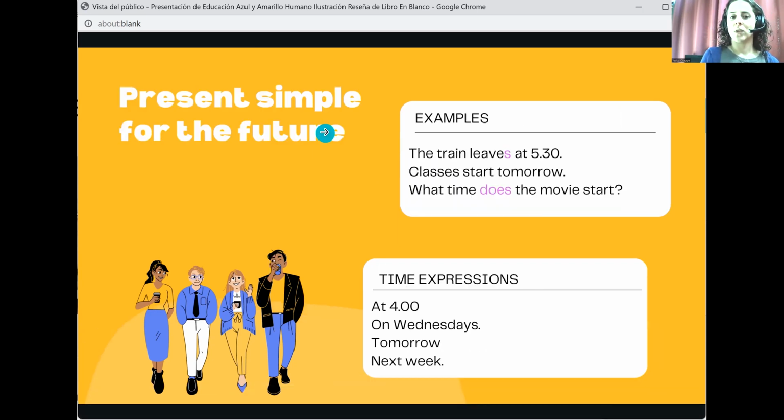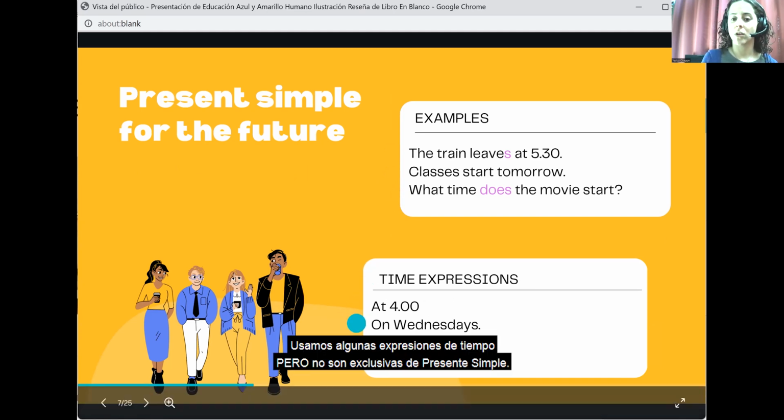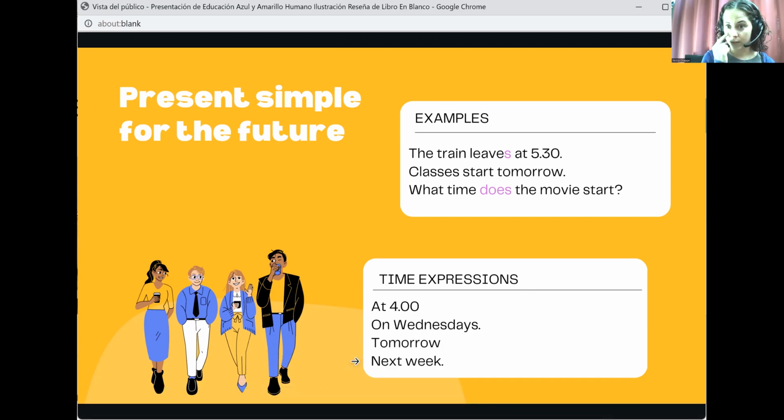Okay, sometimes we use present simple for the future. I will tell you a little thing about this. For example, the train leaves at 5:30. Classes start tomorrow. What time does the movie start? We use some time expressions, but these time expressions are not exclusively for present simple. So be careful with this.